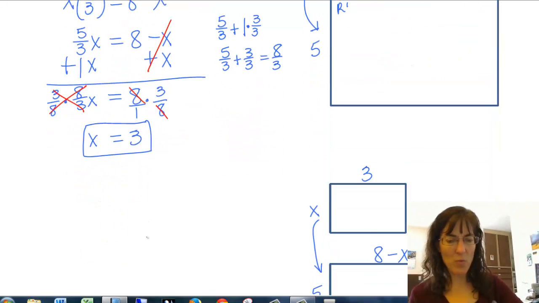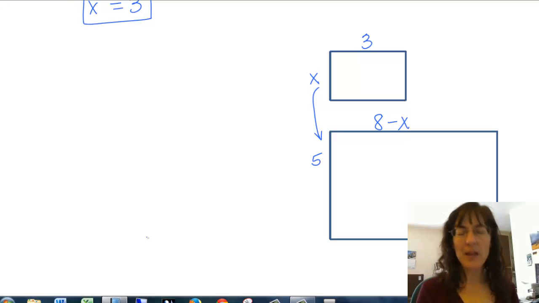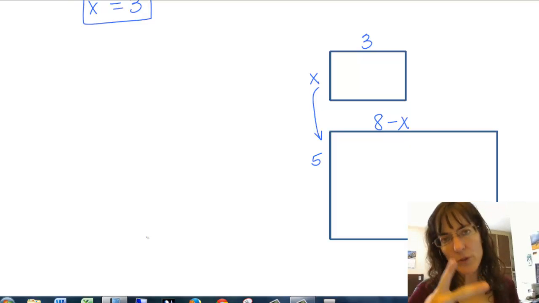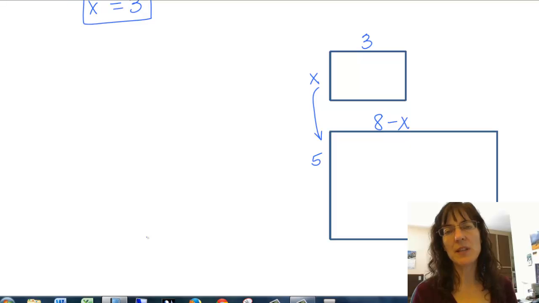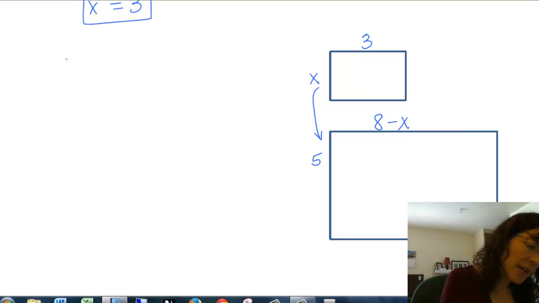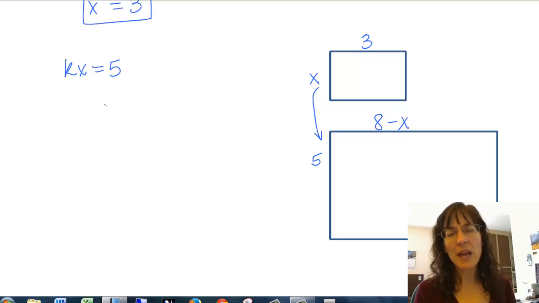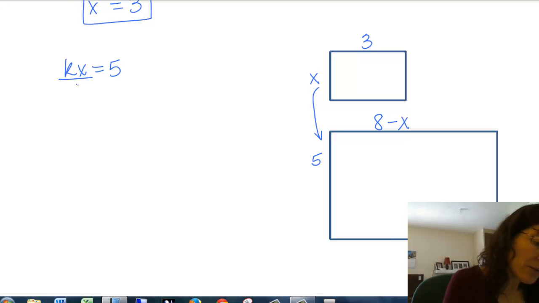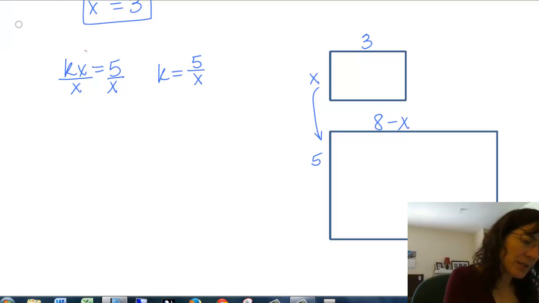And remember, I have one other that I need to try out, and that's using, I swapped on the first rectangle, I swapped the dimensions, and the second rectangle, I left the dimensions exactly as they were, and now I want to use the similarity going top down like this, the x to the 5. So I say kx equals 5, so that I can find out what my k is, my multiple, and then I'll divide both sides by x. And this doesn't come to a nice whole number or even a fraction, but it is 5/x. So I'm just going to leave it as that.